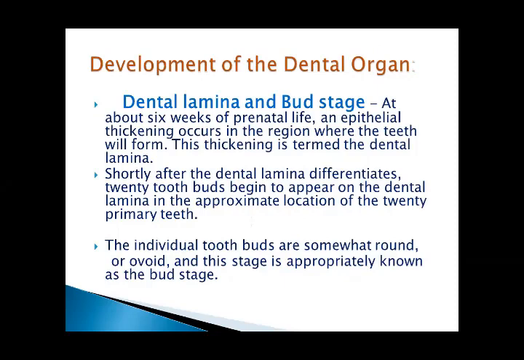Dental lamina and bud stage. At about 6 weeks of prenatal life, an epithelial thickening occurs in the region where the teeth will form. This thickening is termed the dental lamina. Shortly after the dental lamina differentiates, 22 buds begin to appear on it in the approximate location of the 20 primary teeth. Individual tooth buds are somewhat round or wide, and this stage is appropriately known as the bud stage.